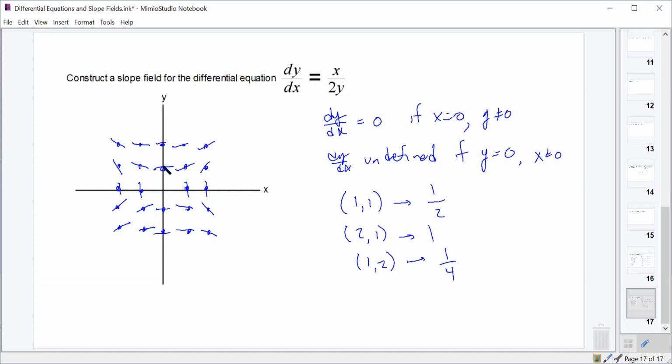And so suppose I said, take the point through 0, 1. Well, it should be flat and it should slowly start to curve up.